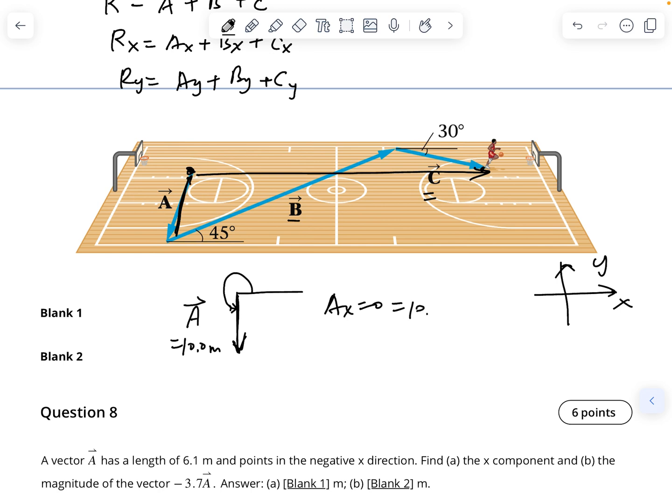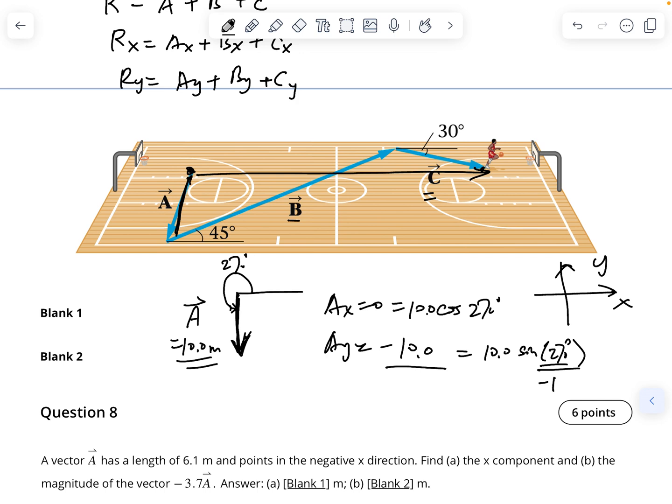So Ax equal to 10 cosine 270, right? Ay equal to, you see, negative 10, right? Just by looking at this, you know the y component is negative, right? And also if you stick to the angle, Ay equals 10 sine 270. Sine 270 equal to negative 1. Okay, cosine 270 is 0. So this is Ax, Ay.